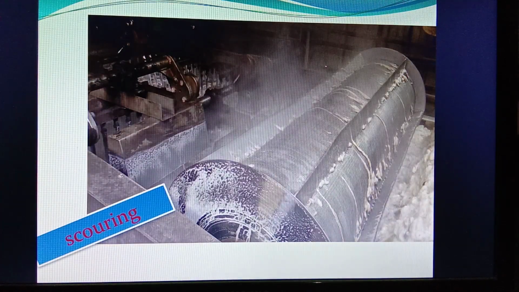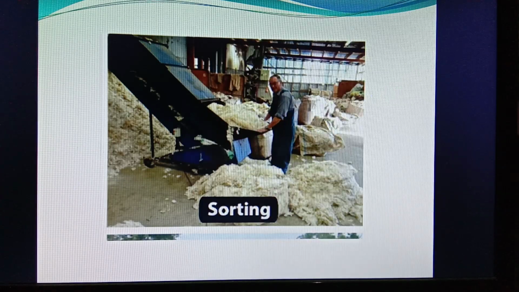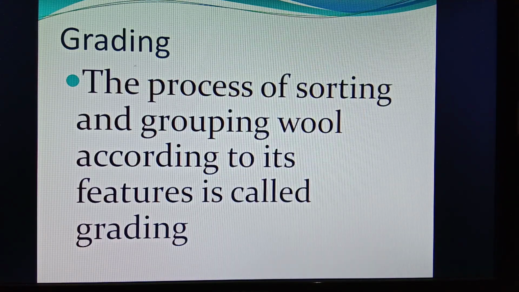After scouring, the wool is passed through the rollers to dry. Then it is sorted to remove the damaged wool. Then the wool is graded and separated according to its length, color and quality. So the process of grading means sorting and grouping wool according to its features. Features means here length, color, quality, texture and so on.